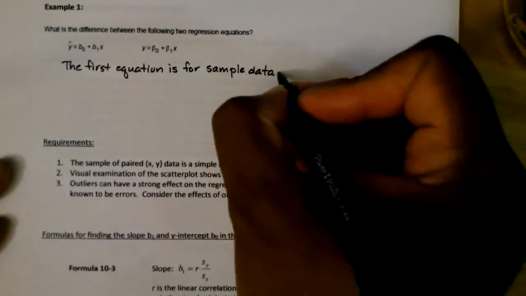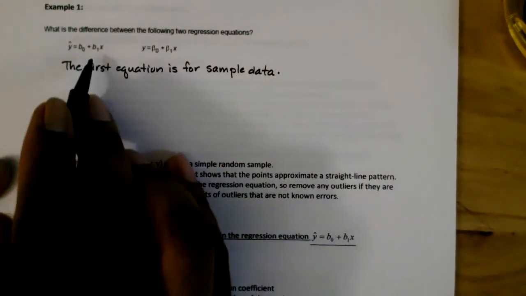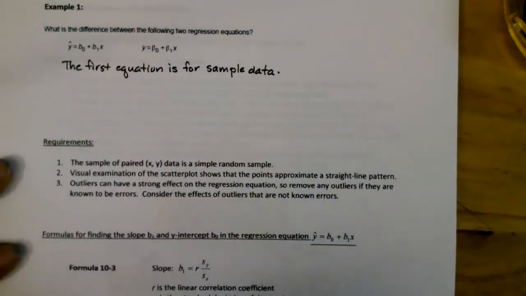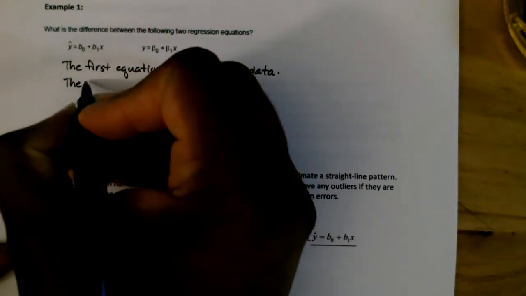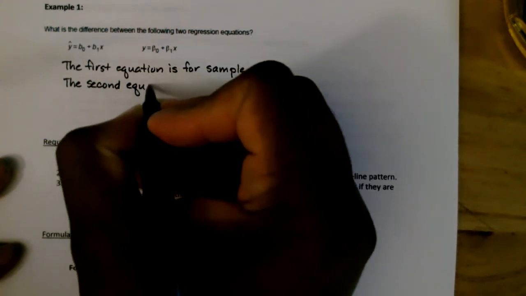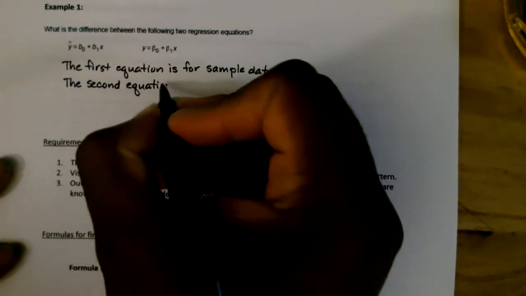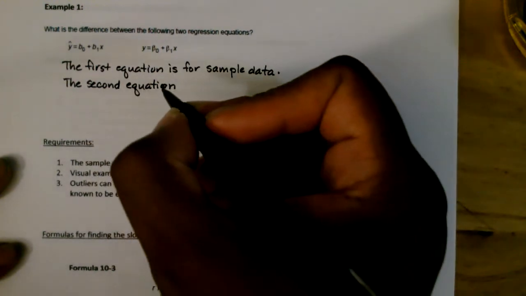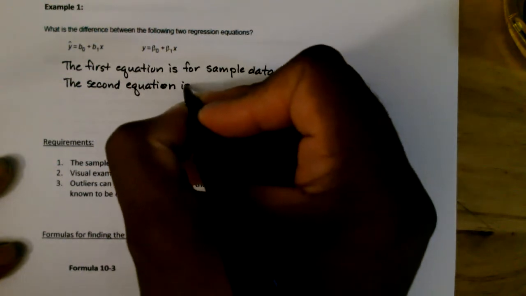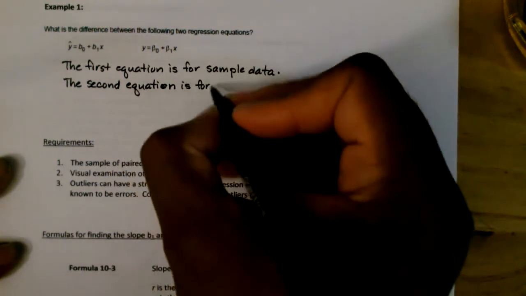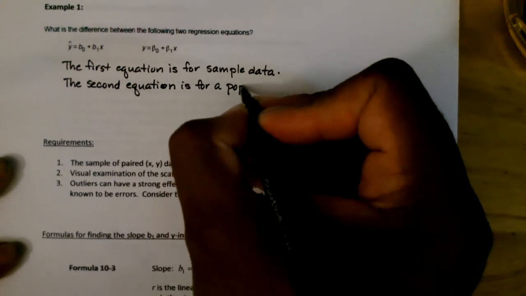You'll be given paired sample data. And if you know what x is, you can easily find out what y, or y hat, is going to be. But the one on the right is going to be for a population. Okay. So the second equation in this case is for a population.